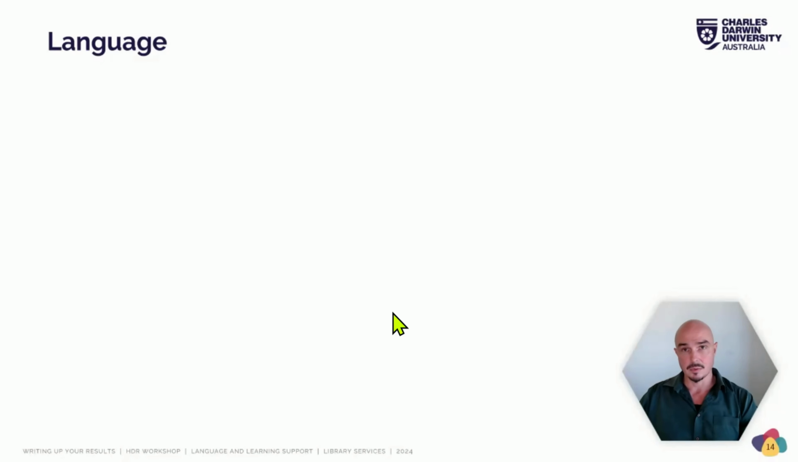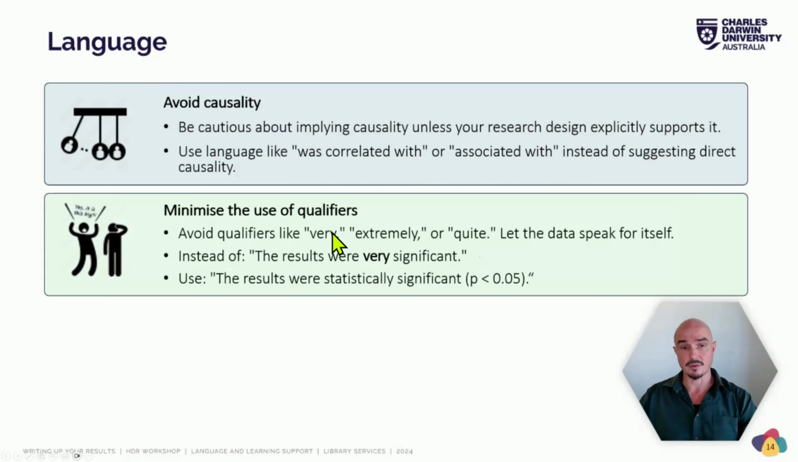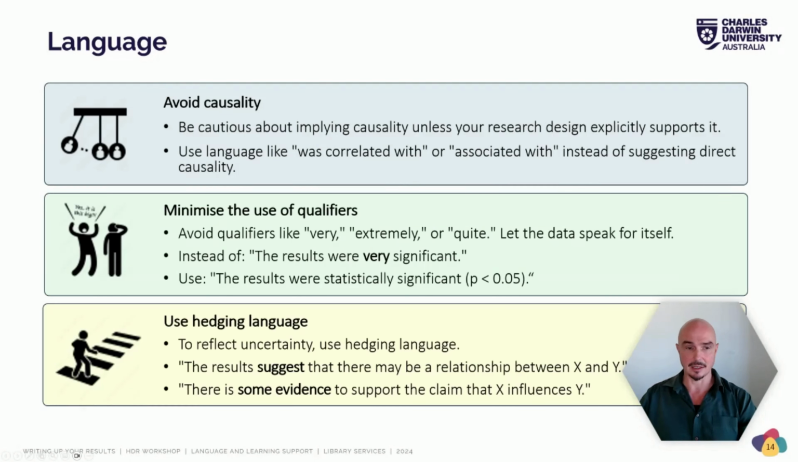And in general, in the kind of language that we use, we're avoiding causality. So we don't want to imply that something is caused by or has resulted in something else. We use language like was correlated with or associated with instead of suggesting a direct causality. We want to minimize the use of qualifiers like very, extremely, or quite. And where possible, we use hedging language to reflect uncertainty. For example, the results suggest that, or there's some evidence to support that.